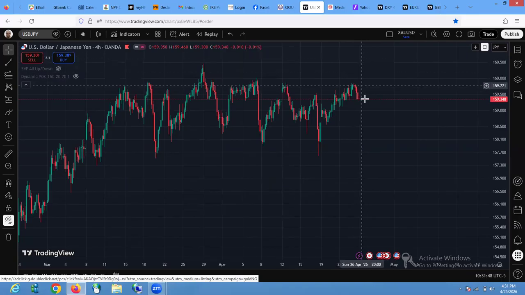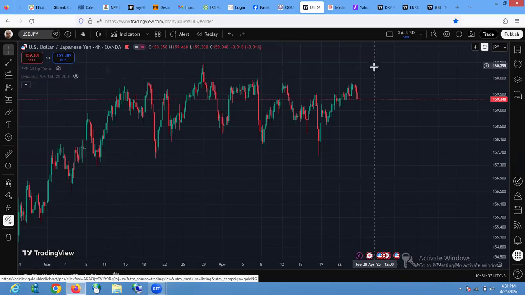But for now, let it drop. Let it correct, let it drop. If it gives us a three-wave correction to the downside, then we can pick a buy from that. Otherwise, you should be looking for your buy at a break above here to that level.